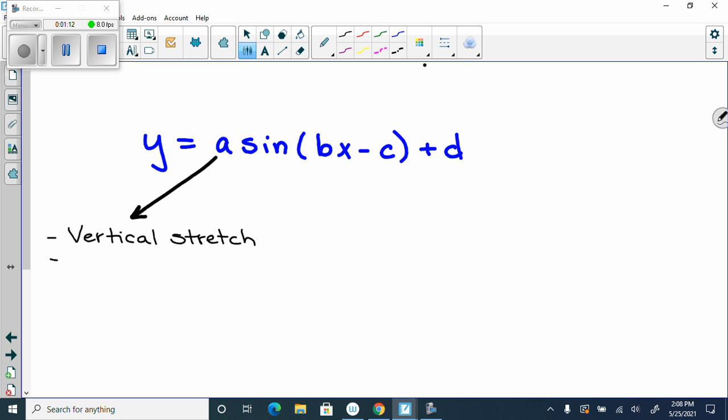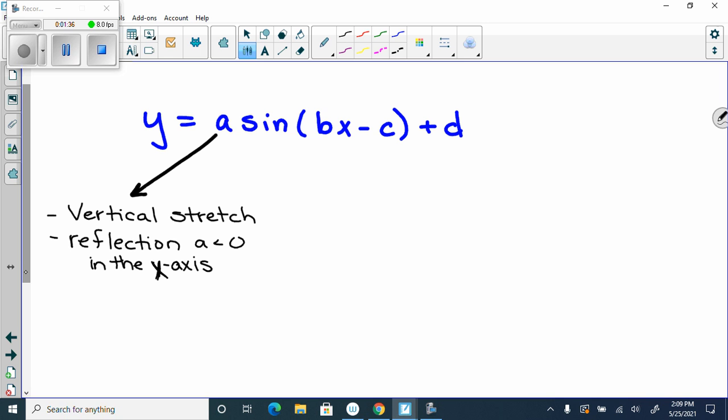Now, what does the A do? What else does it give me? Someone else said the right word. It gives you a reflection if it's negative. If A is less than 0, you have a reflection in the x-axis, yes, exactly correct. What else does it give you? Someone else said the word. Amplitude. The amplitude is the absolute value of A.